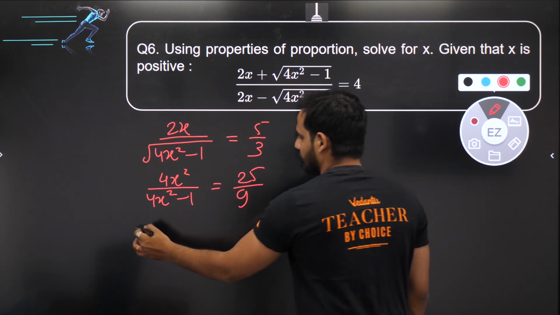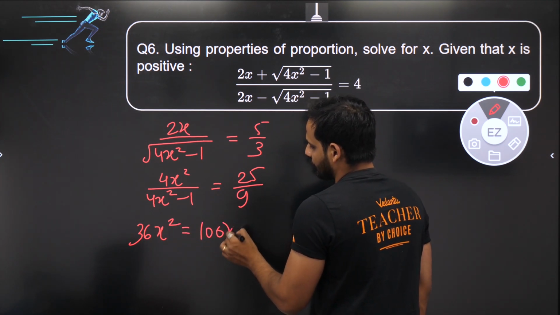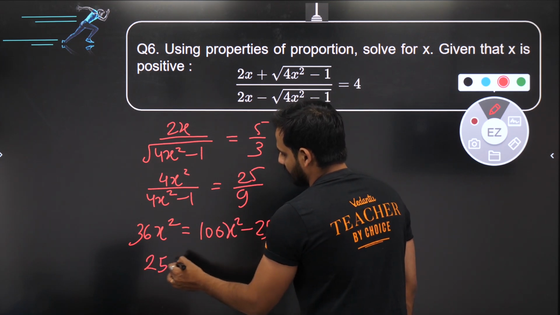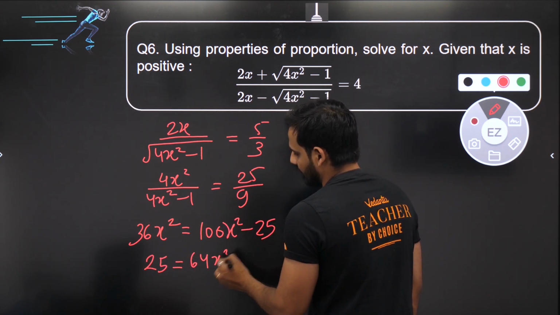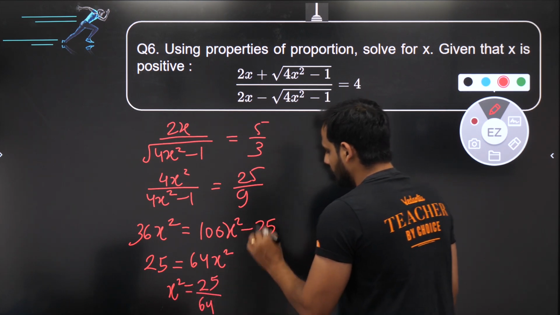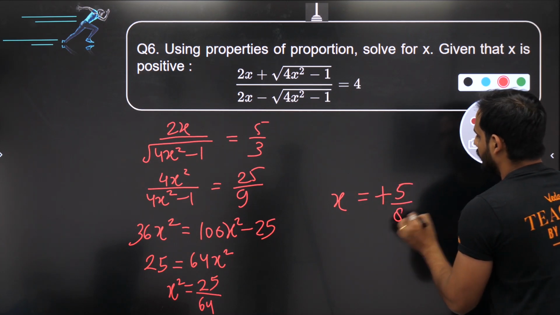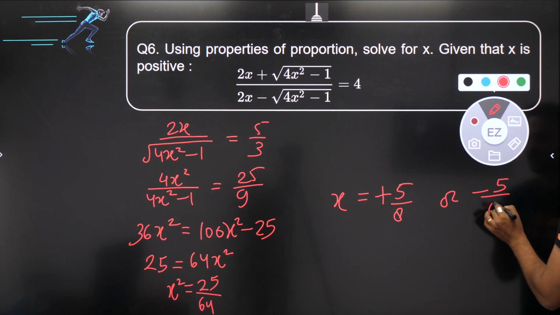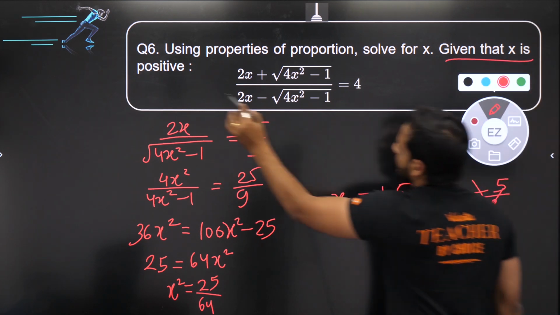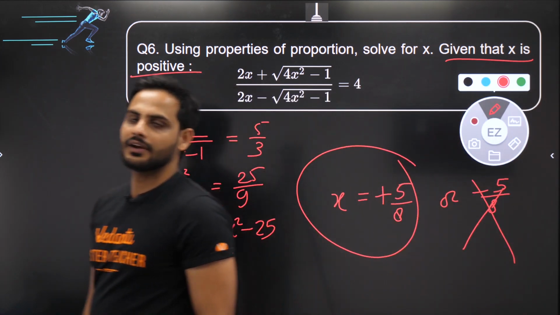Now cross multiply. So you'll be getting 36x square is equal to 100x square minus 25. Shift it here, you'll be getting 25 is equal to 64x square. So x square is equal to 25 upon 64. Now we know that the value of x will be plus 5 by 8 or minus 5 by 8, but this value will not be accepted. Why will we not accept it? Because it is given that x is positive. So this is the only acceptable value. So according to the question, we have to go forward.